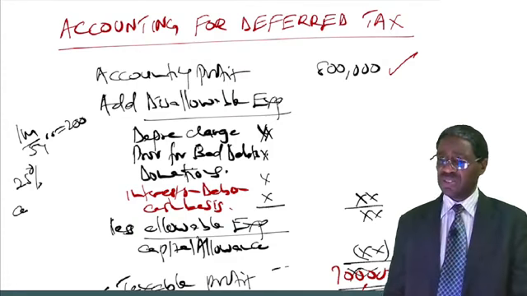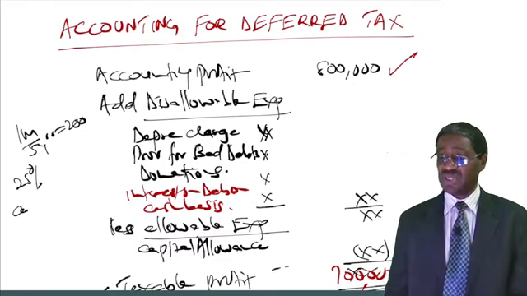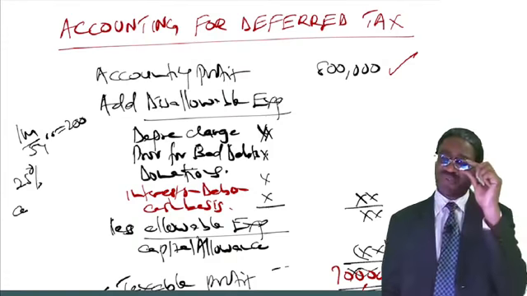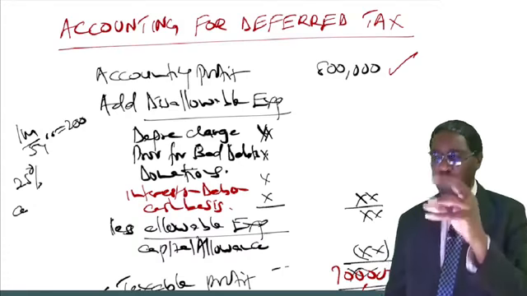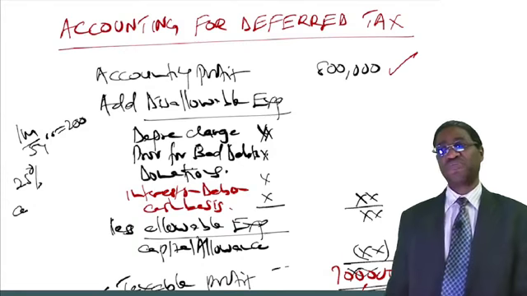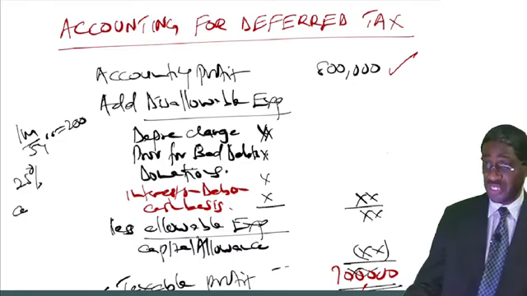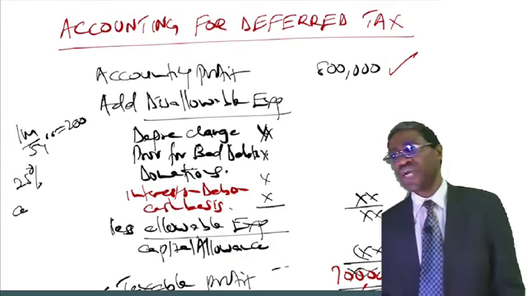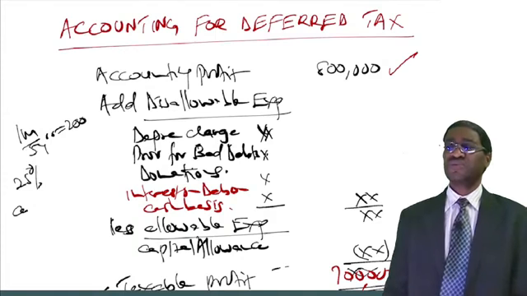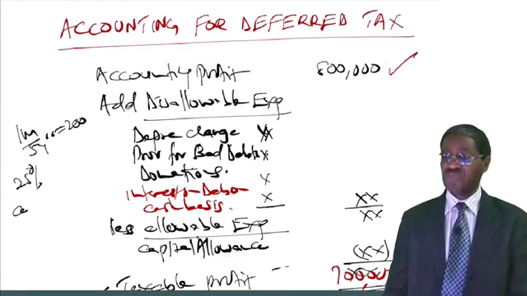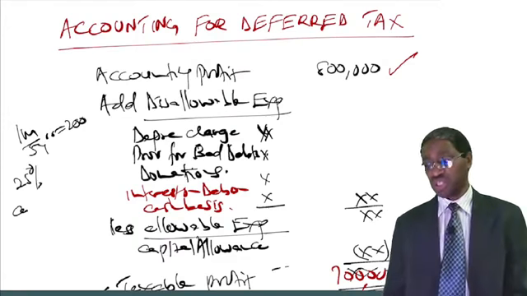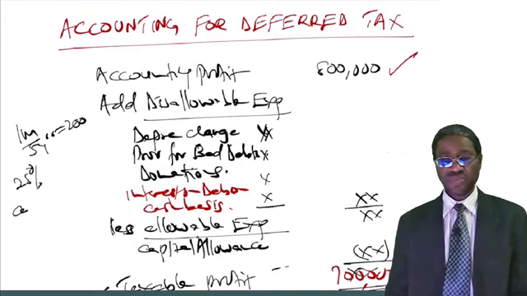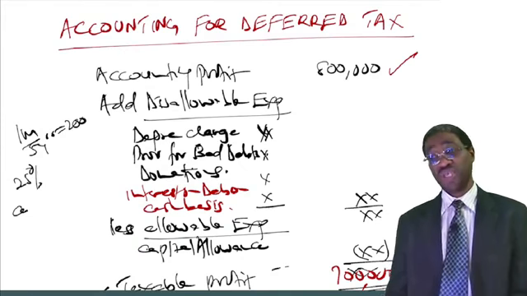This is the profit that is based on the normal accounting principles and concepts. Stop, continue. It is the profit that is reported to shareholders.